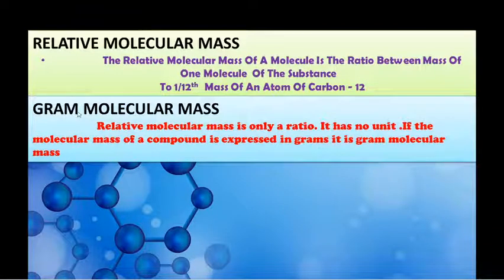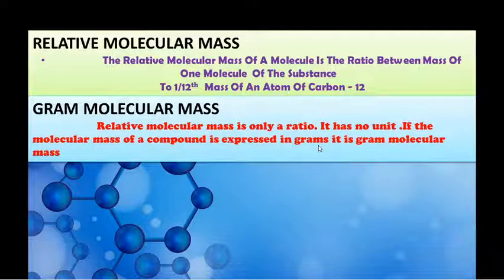So next is gram molecular mass. Relative molecular mass is only a ratio. It is somewhat equal to the gram molecular mass. The relative molecular mass has no unit, because it is a ratio only. We are comparing with carbon only. But the gram molecular mass is expressed in grams. For example, if you take water.